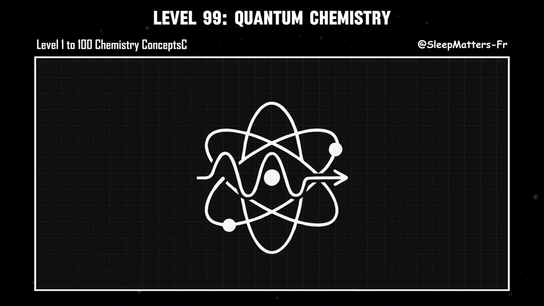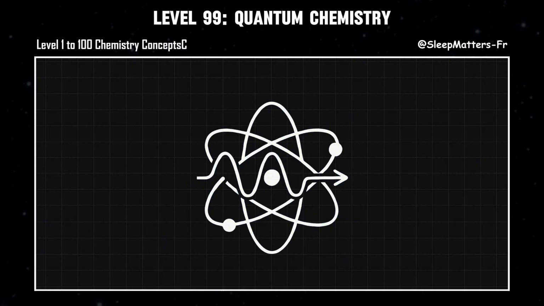Level 99, Quantum Chemistry. Quantum chemistry is the strange, invisible world of atoms. It is a world where particles do not behave like solid objects. They act like waves. They are here and not here at the same time. This is not science fiction. It is the reality of the smallest particles in the universe. Quantum chemistry is about understanding how these particles move, how they bond, and how they create everything you see around you. It is about electrons jumping between energy levels like tiny lightning bolts. It is about atoms that can be two things at once.